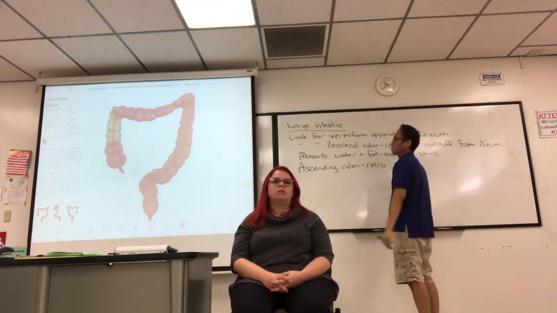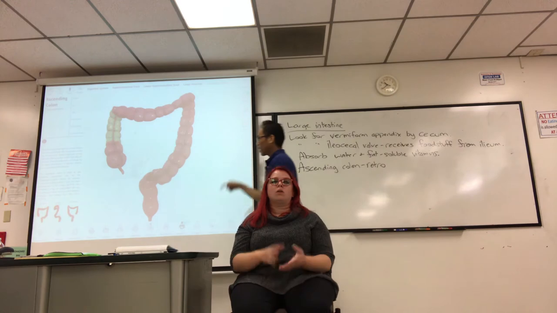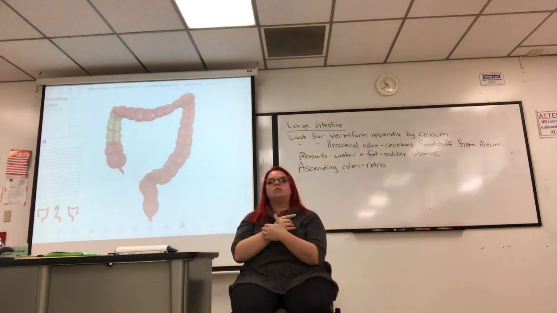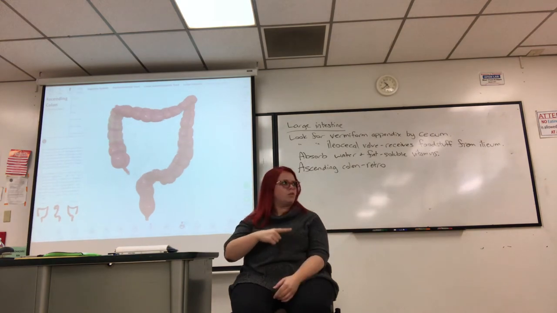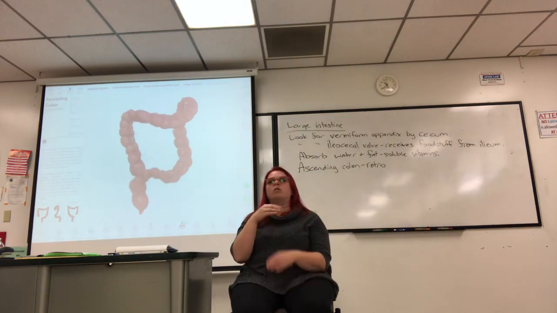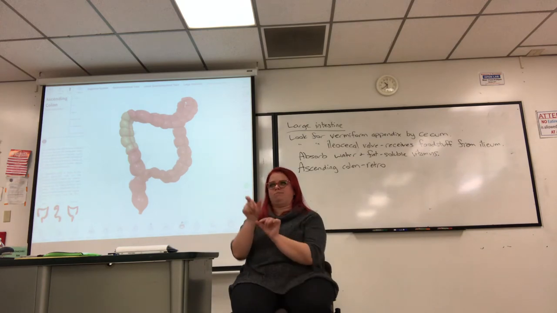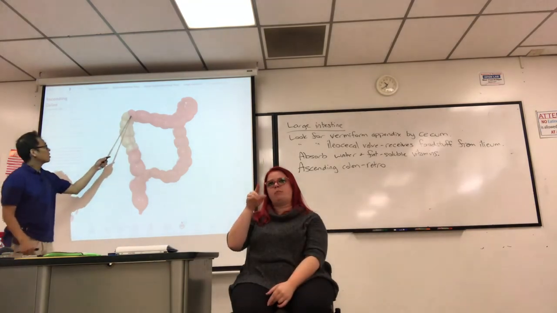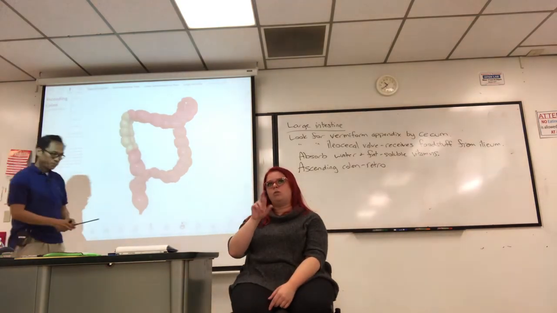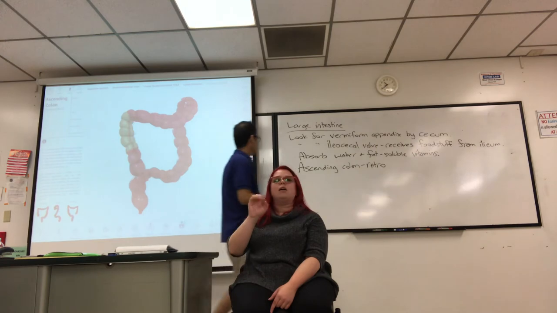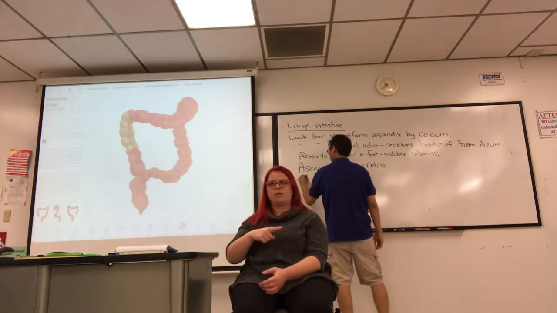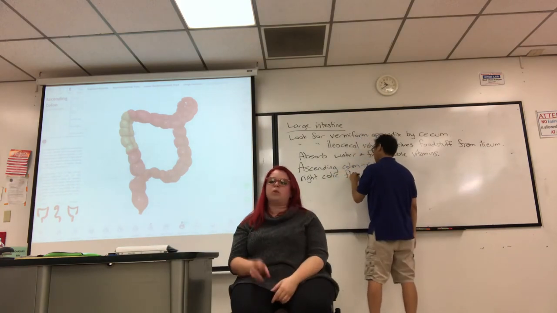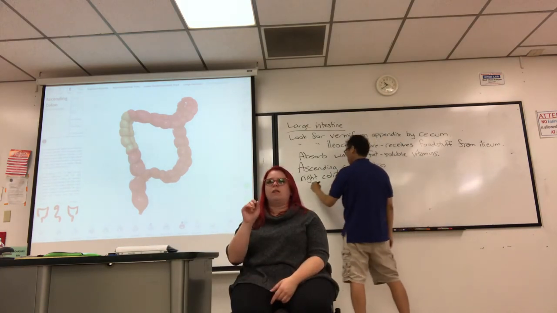I'll just put retro. It stops by bending at the top there. Where you are is you're by the liver, and we are on the right side. So that bend is called the hepatic flexure or right colic flexure because we're by the liver. So the ascending colon goes to the right colic flexure. You can call it hepatic flexure if you want.